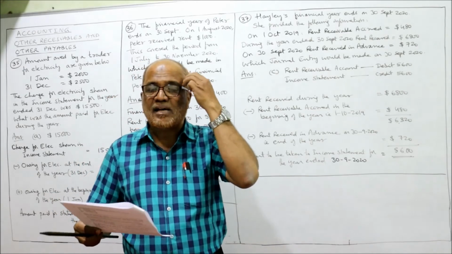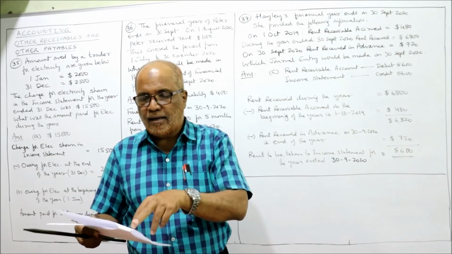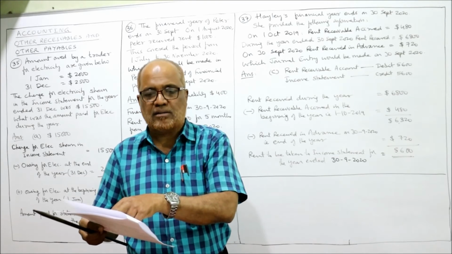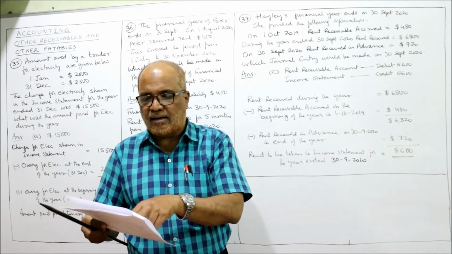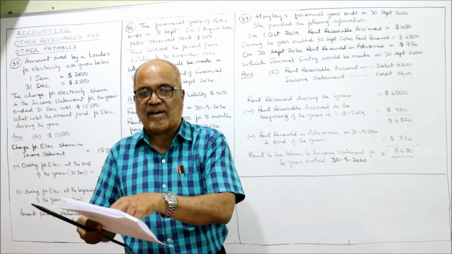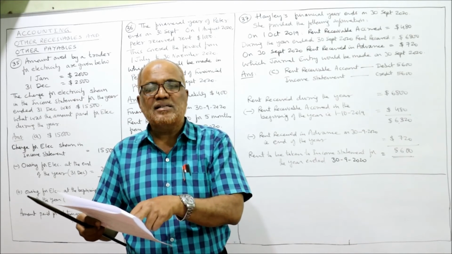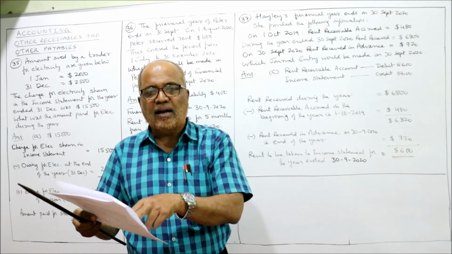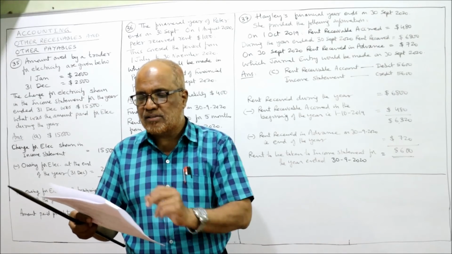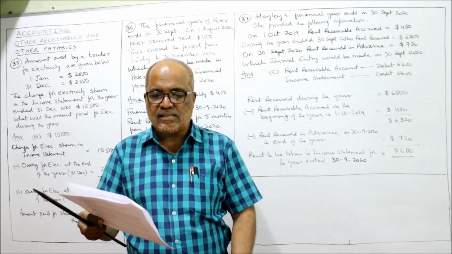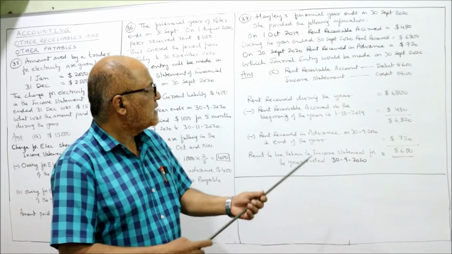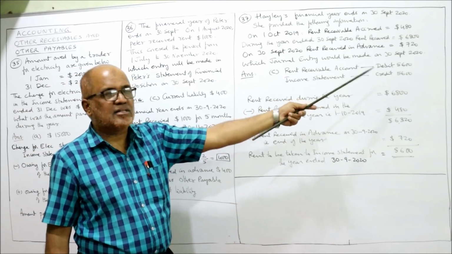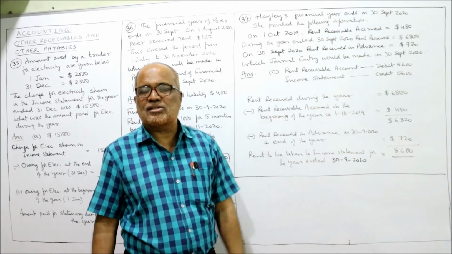So 4 journal entries are given, A, B, C, D. A, income statement debit, rent receivable credit, 5,600. B, income statement debit, rent receivable credit, 6,560. C, rent receivable debit, income statement credit, 5,600. D, rent receivable debit, income statement credit, 6,560. The answer is C. Rent receivable account debit 5,600, income statement credit 5,600.